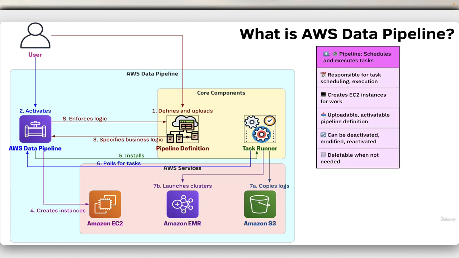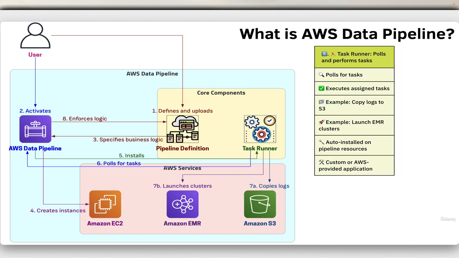The pipeline itself is the second component, responsible for scheduling and executing tasks. It creates Amazon EC2 instances to perform the defined work activities. Users upload their pipeline definition, activate it, and can make changes as needed. The pipeline can be deactivated, modified, reactivated, or deleted when no longer required.